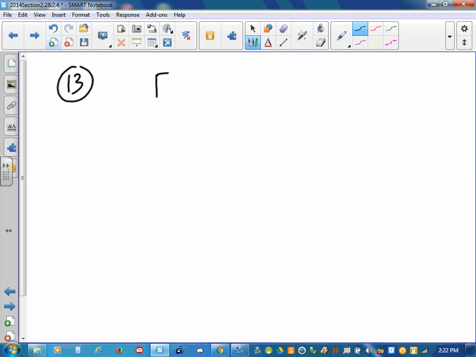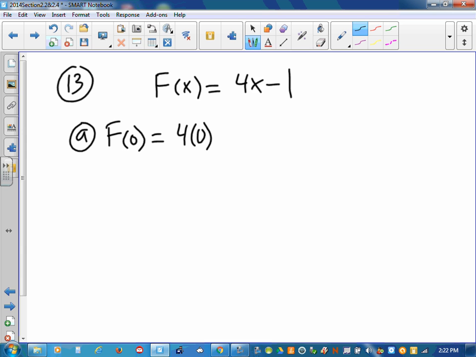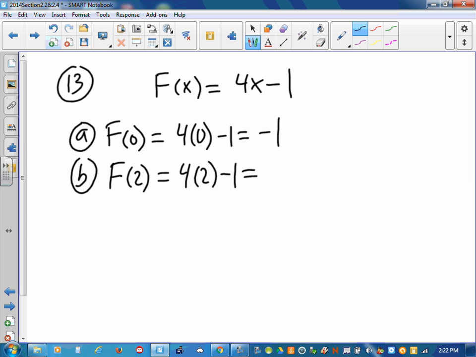I made one function, capital F of x is equal to 4x minus 1. Then a is f of 0, so you just put 0 in. So it's 4 times 0 minus 1, which would be negative 1. b is f of 2, just put 2 in. 4 times 2 minus 1 equals 7.